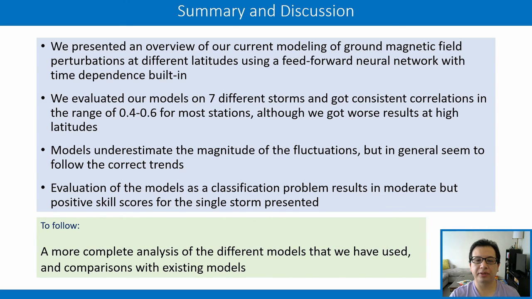To summarize, we presented an overview of our current modeling of ground magnetic field perturbations at different latitudes using a feed-forward neural network with time dependence built in. We evaluated our models on seven different storms and got consistent correlations in the range of 0.4 to 0.6 for most stations, although we got worse results at high latitudes. The models clearly underestimate the magnitude of the fluctuations, but in general seem to follow the correct trends, something that is encouraging. The evaluation of the model as a classification problem results in moderate but positive skill scores for the single storm presented.